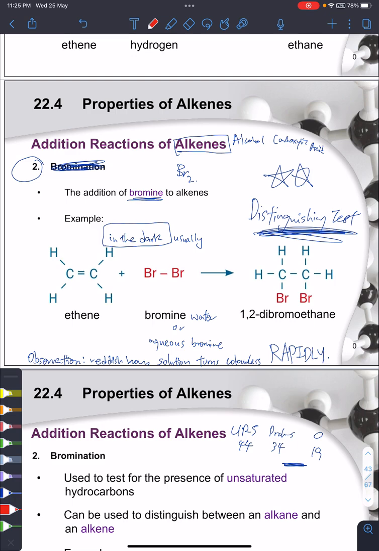So bromine water, you break the double bond, you add Br to each of the C. Quite simple. This is also what we know as a distinguishing test, because it has a color change. So when I do this test on an organic compound and my reddish brown solution turns colorless rapidly, I know that there is an alkene present.